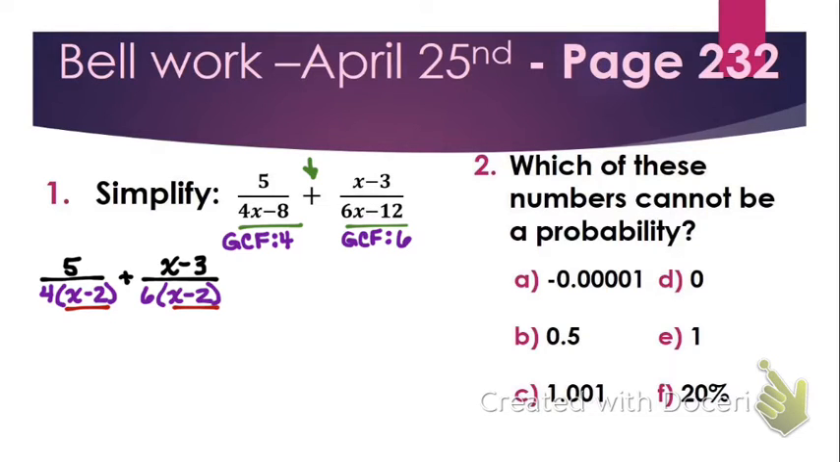I want to think about this for just a moment. If I had 1/4 plus 1/6, what should my common denominator be? 12. So what would I need to multiply the first fraction by in order to get 12? 3, top and bottom. And what about the second fraction? 2. Top and bottom gets multiplied by 2.